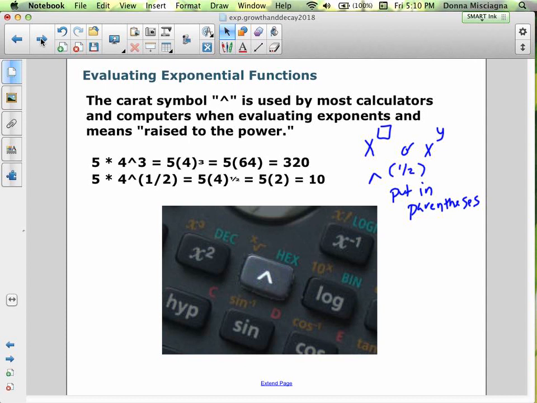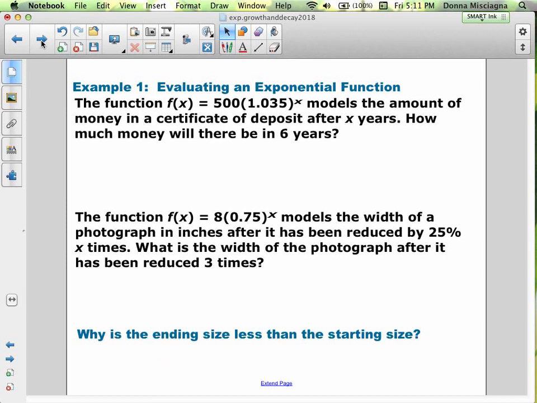Other symbols that might be on your calculator could be x to a box or x to the y. If I use my computer, I have x to the y. Just make sure when you have fractions that you put those in parentheses no matter what. So that's just a little help with plugging into the calculator, because we'll be evaluating some exponential functions, like this one. This one's in your notes. Let's evaluate some exponential functions.